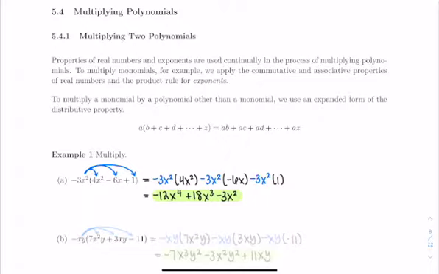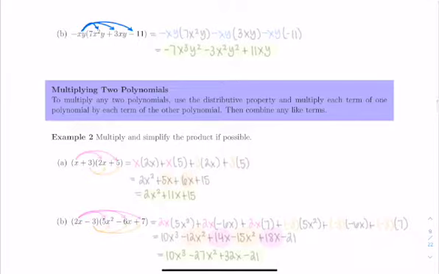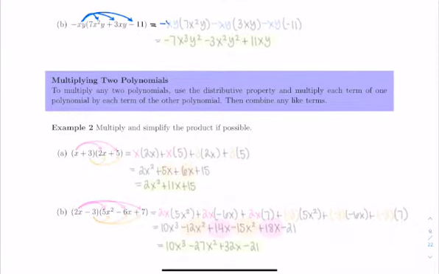What about for the second one? We want to make sure that we distribute negative xy to all three pieces in the trinomial. So we get negative xy times 7x squared y, negative xy times 3xy, and negative xy times negative 11. And so we're going to approach this the same way.